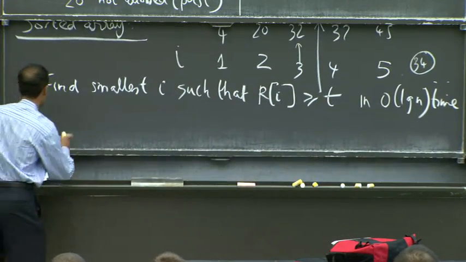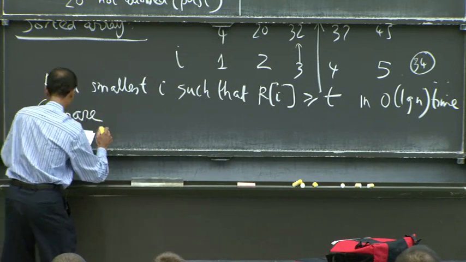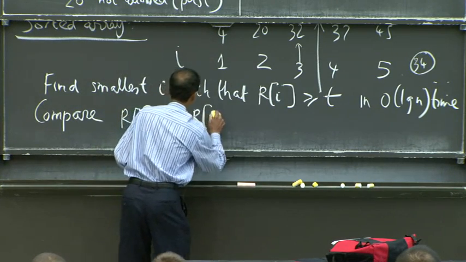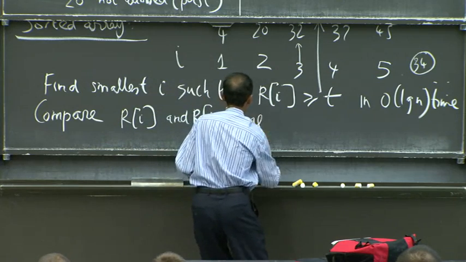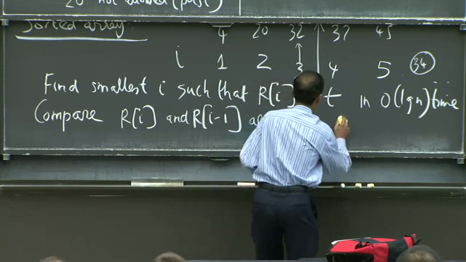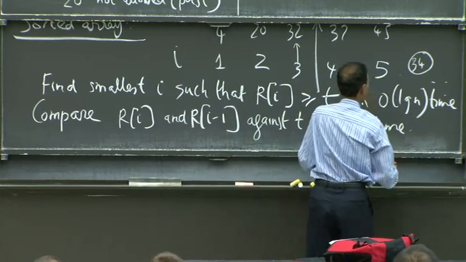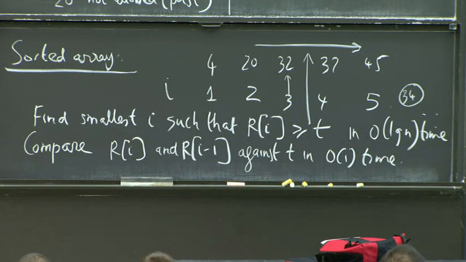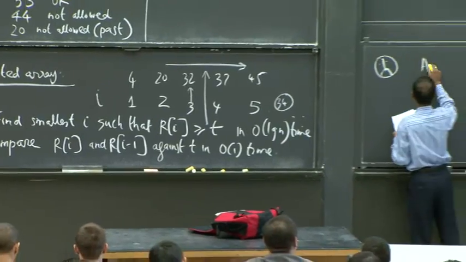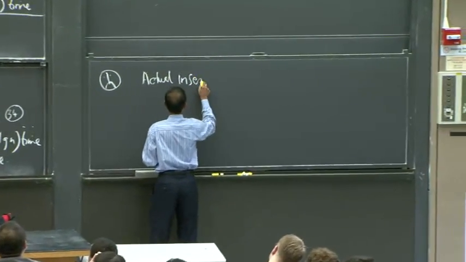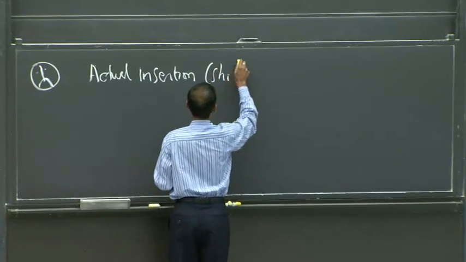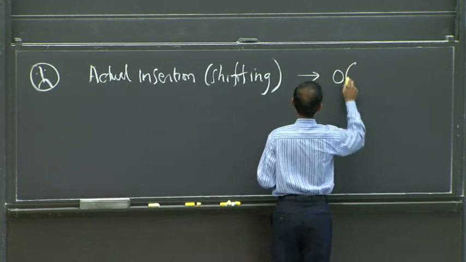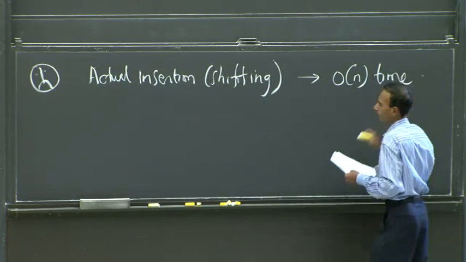You're going to be able to compare R of i and R of i minus 1, so the left and the right, against t in order 1 time. Right? But, sadly, the actual insertion is going to require shifting. And that could take order n time because this is an array. Okay?